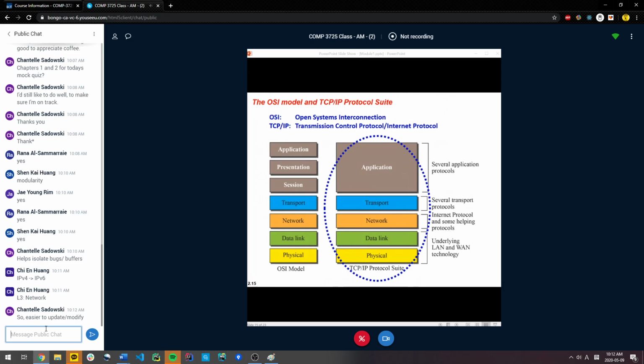Okay, is that clear? So the question now is this: do you remember the OSI model versus the TCP/IP model? If you look at it, the first 4 layers are exactly the same. In fact, the reason I don't dwell too much on the difference between the two models is because we only study the physical, the data link, the network, and the transport layers.